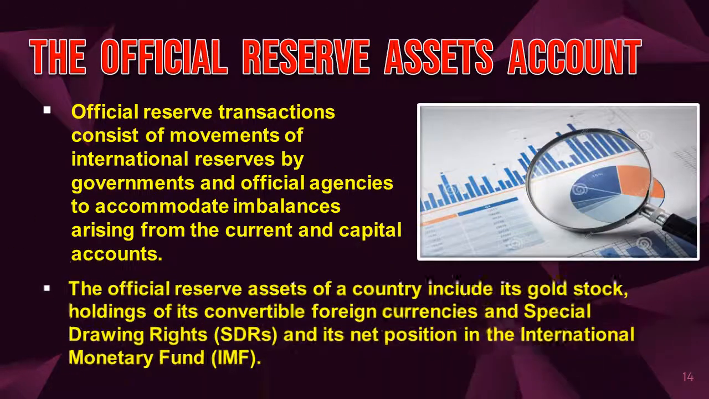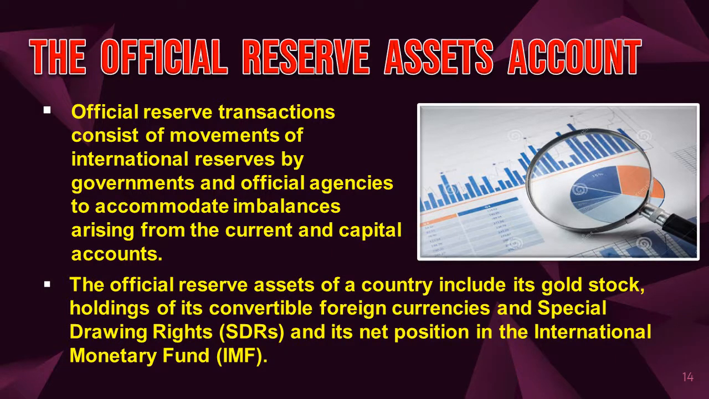Next, the official reserve asset account. Official reserve transaction consists of movements of international reserves by governments and official agencies to accommodate, that is to fill in the imbalances which arise from the current account and the capital account. So official reserve transaction consists of movements of international reserves by governments and official agencies to accommodate the imbalances arising in both the accounts, that is current account and the capital account.